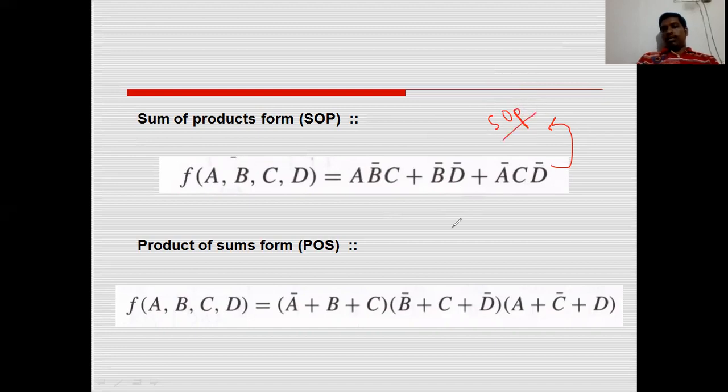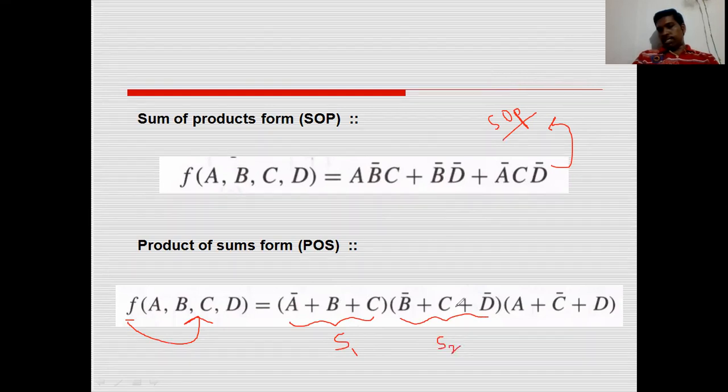Likewise, what is this second expression? It is also a function f which is completely dependent on all four variables a b c d. See the first term here: a bar plus b plus c. That means it is one sum term. What is the second term? B bar plus c plus d bar. It is the second sum term, because we are summing here with plus. Next, a plus c bar plus d. This is also one sum term, so it is the third sum term.